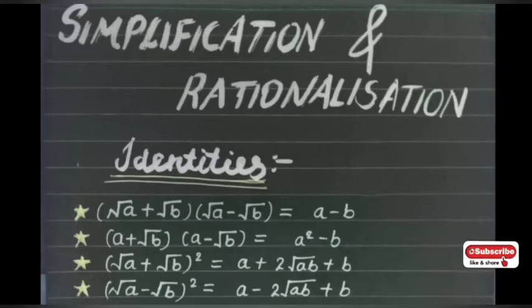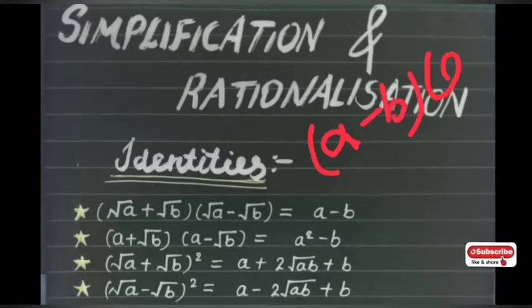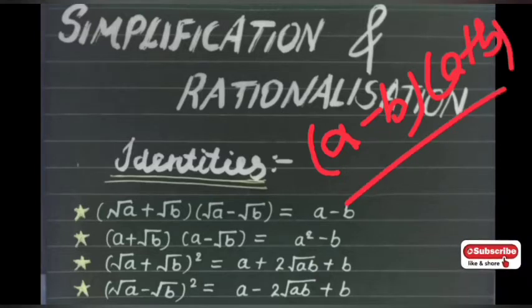So first of all, before starting the topic, we must know some important identities. I hope you have already learned all those identities: (a plus b) whole square, (a minus b) whole square, a square minus b square, that is (a minus b) into (a plus b). So all these identities are very important. So how can we use these identities when we have root terms?